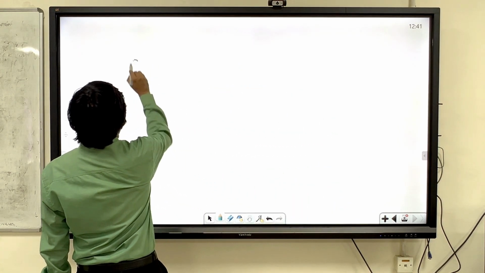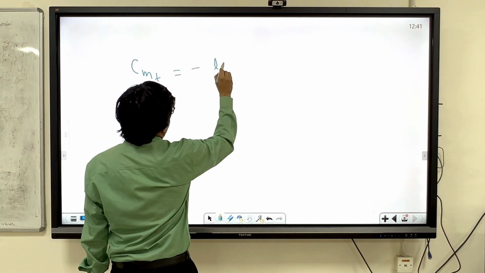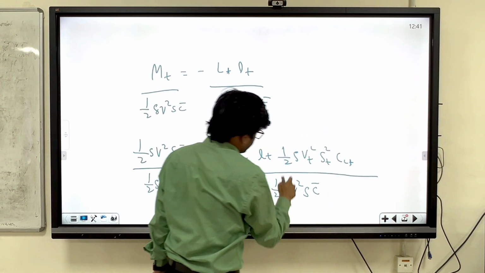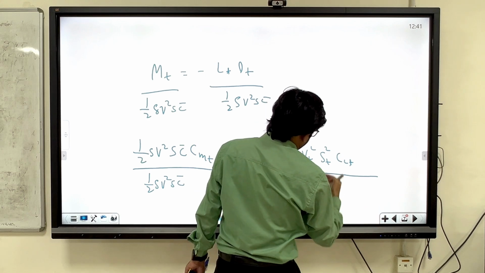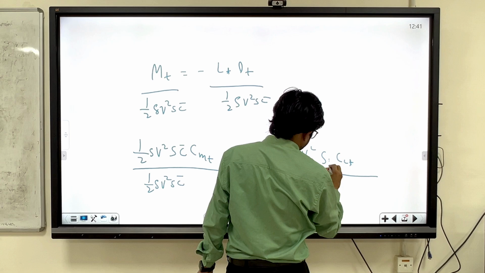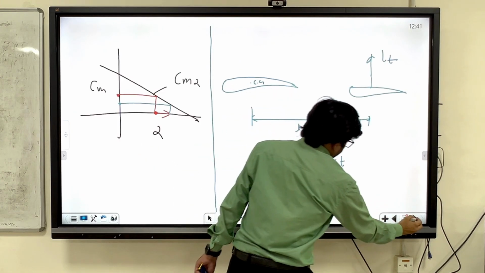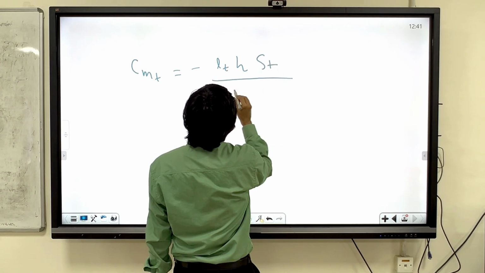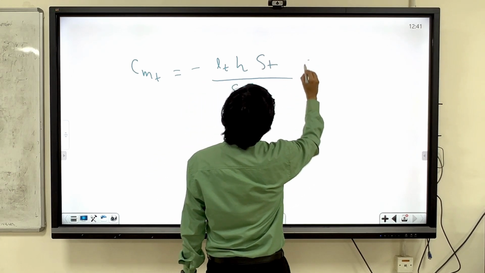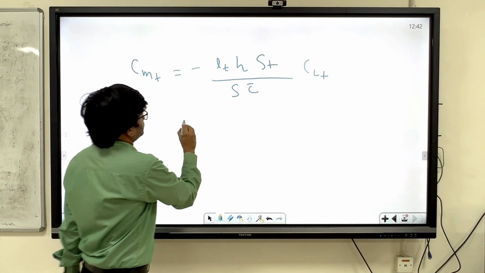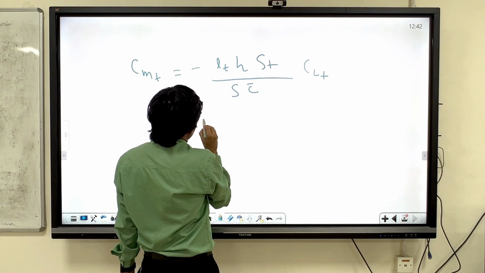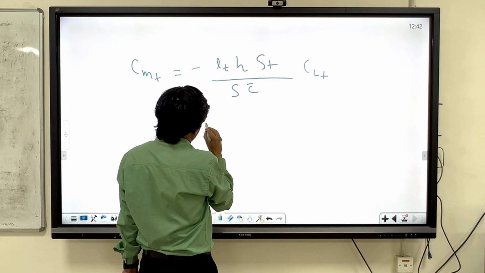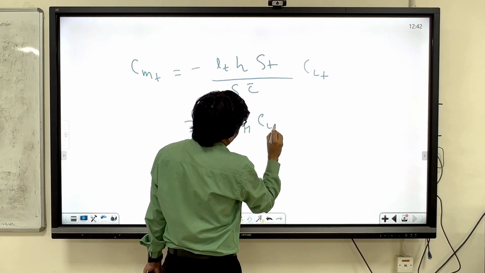So I will write Cm tail equals minus LT and eta, this ratio, eta ST over S c bar, times CL tail. Perfect, right? Now, what is ST LT divided by S c bar? I will call it the horizontal tail volume ratio. So Cm tail equals minus eta VH CL tail.